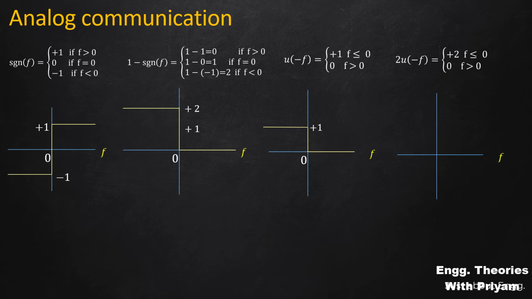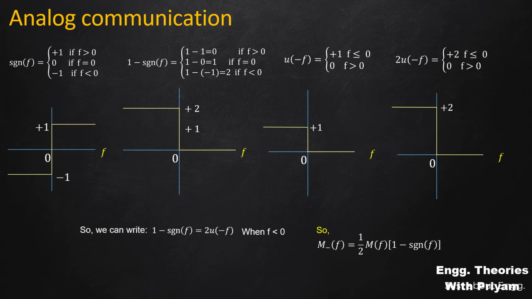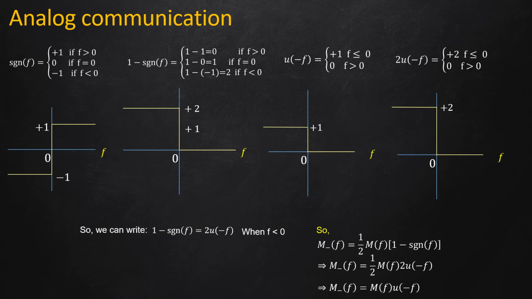So we can write 2 into u of minus f is equal to plus 2 if the frequency is less than or equal to 0, and it is equal to 0 when the frequency is greater than 0. By observing the graphical representation of 1 minus signum f and 2 into u of minus f, we can write 1 minus signum f is equal to 2 into u of minus f if the frequency is less than 0. Now capital M of minus f is equal to half into capital M of f into 1 minus signum of f. So if we put this value in the equation, then it will become capital M of minus f is equal to half of capital M of f into 2 into u of minus f. So the capital M of minus f can be written as capital M of f into u of minus f if the frequency is less than 0.